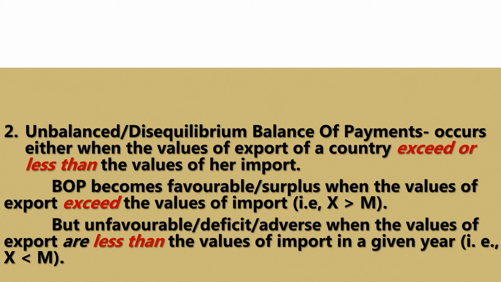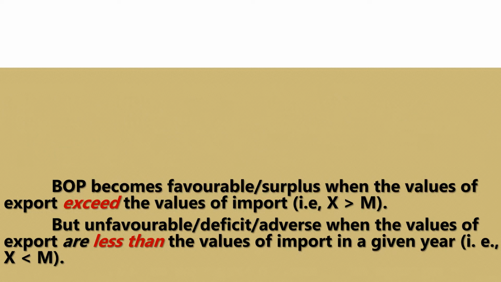2. Disequilibrium balance of payment. This occurs when the values of a country's export either exceed or are less than the values of our import. If the BOP of a country is surplus, it means that the values of a country's export exceed the values of our import for that year.